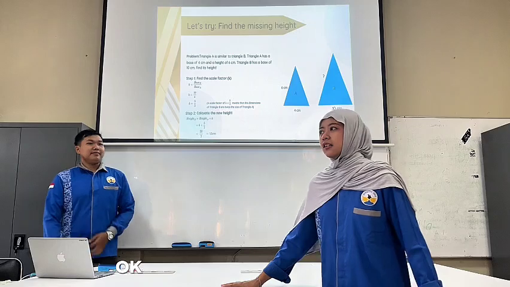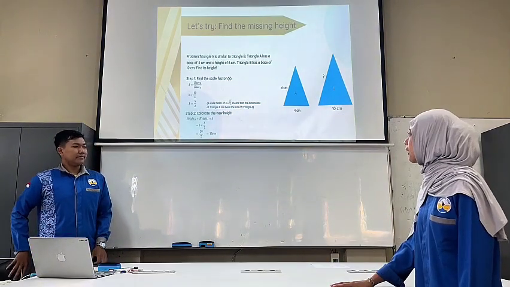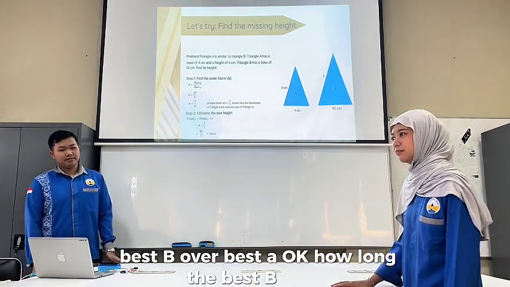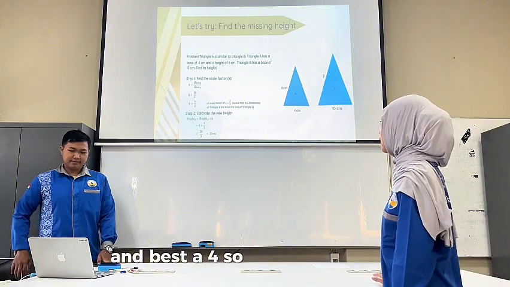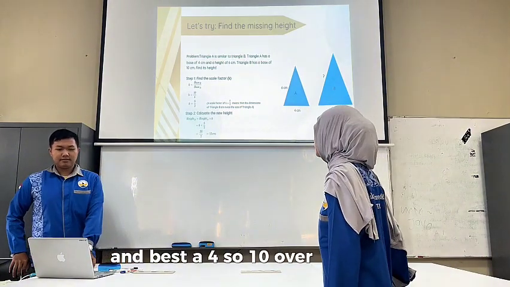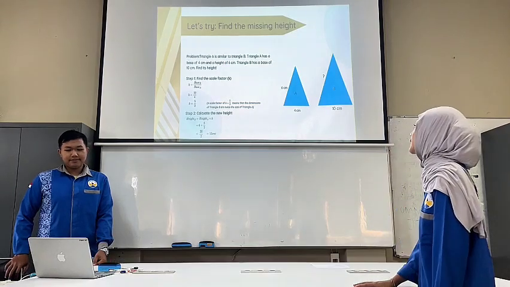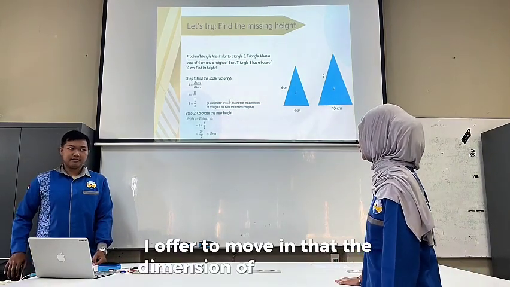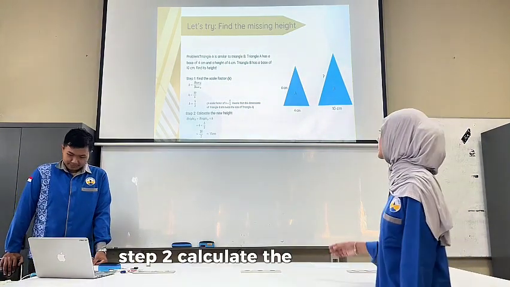Okay, let's calculate. Step 1: k equals base B over base A. How long is base B? 10. Okay. And base A? 4. So 10 over 4 is 5 over 2. A scale factor k of 5 over 2 means that the dimensions of triangle B are 2.5 times the size of triangle A.